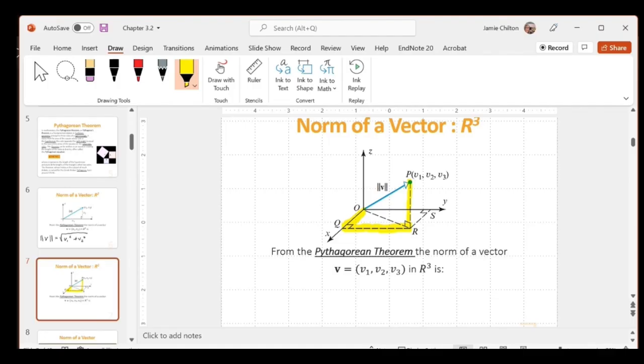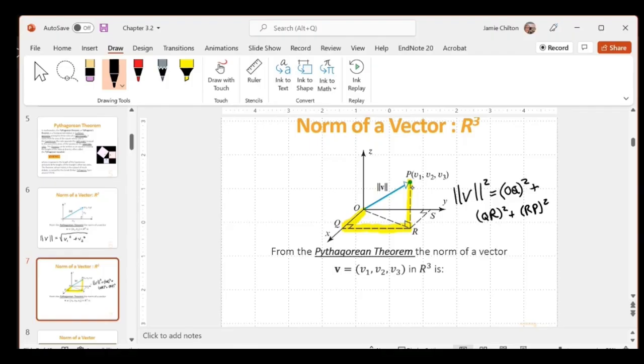So with those, if we start to apply Pythagoras' theorem here, we'd have what? We'd have the norm of V squared, that would equal our OQ squared. So that's this one here, OQ squared, plus our QR squared, plus our RP squared.